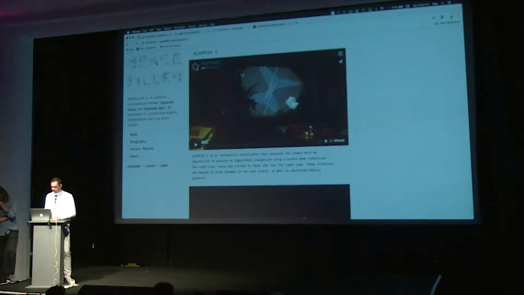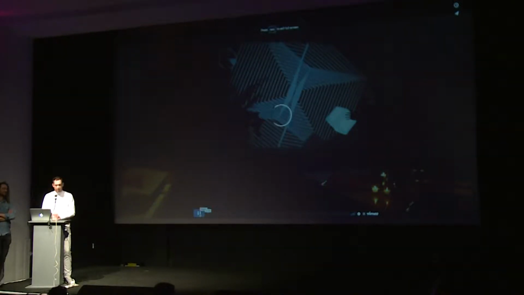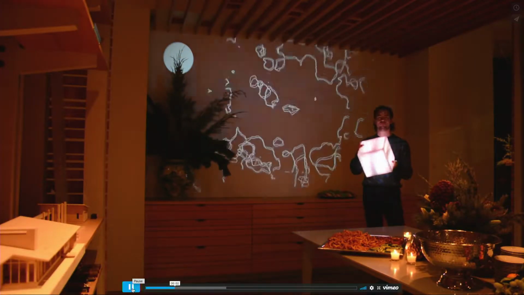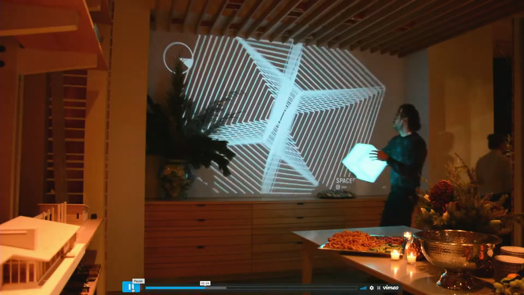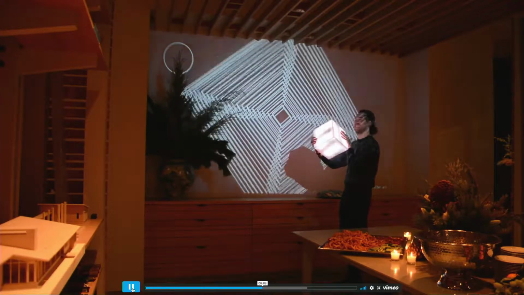All right, I'll show Algoplex 1. Why not? So Algoplex 1 is a cube, essentially. It contains quite a few LEDs and an accelerometer and a radio transmitter. And we use it as a remote to control live visuals, which is really fun.